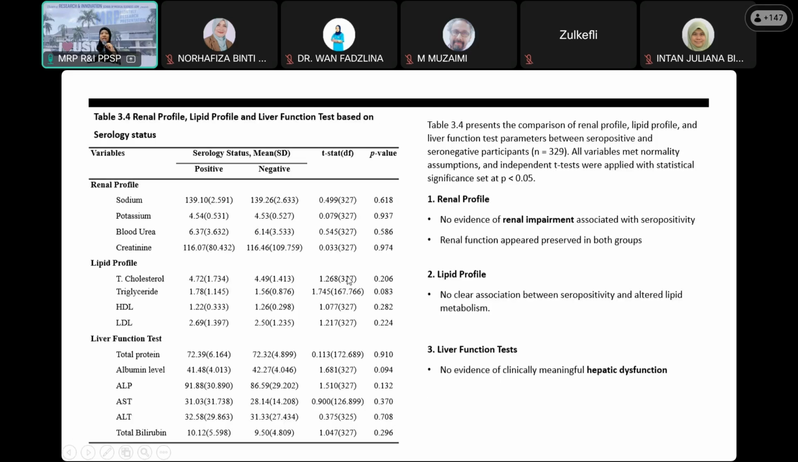Okay, again for the renal profile, lipid profile, and liver function test, for seropositive as well as seronegative patients, we did not find any evidence of renal impairment associated with seropositivity. So again, no significant p-value. For lipid profile, also the same, as well as for liver function test.